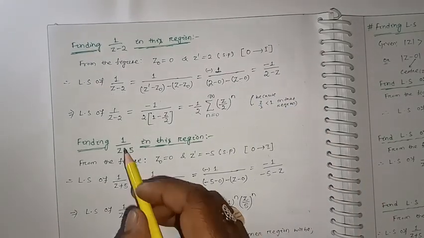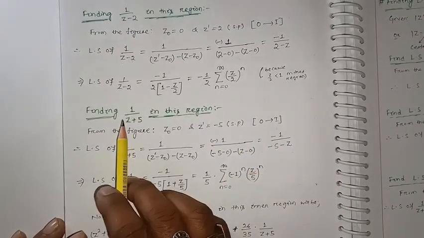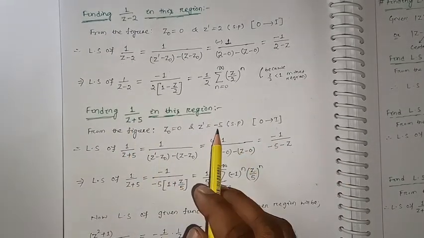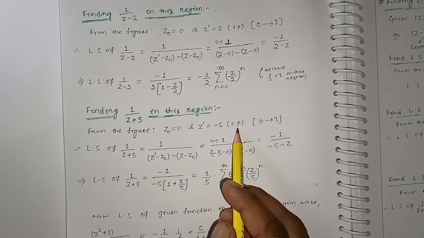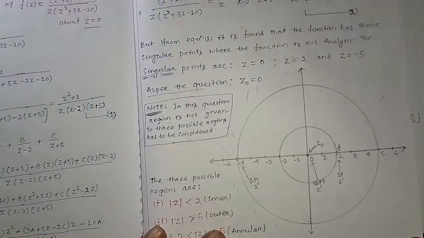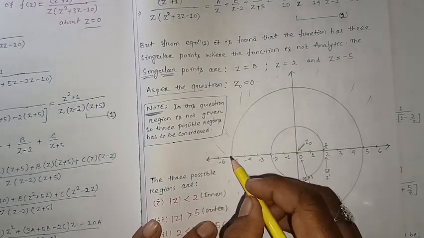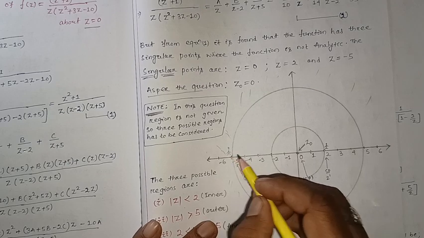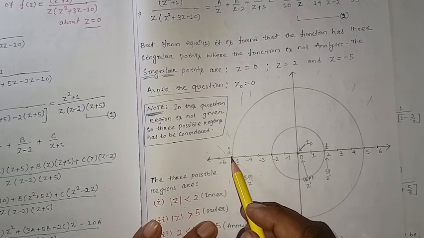Now finding 1 by z plus 5 in this region. Here for this case, z dash is minus 5. That is your so-called singular point. z0 is your 0. So where are you standing? You are standing over here, at minus 5, and you are trying to move in this region. That means you are trying to move from out to in.